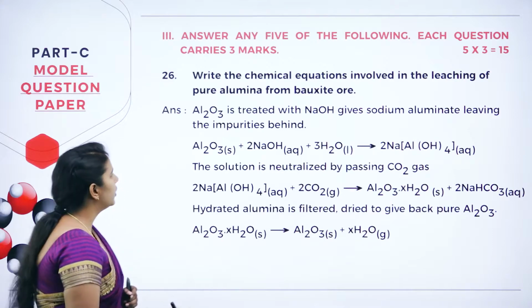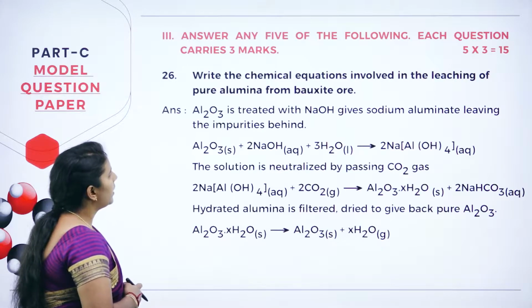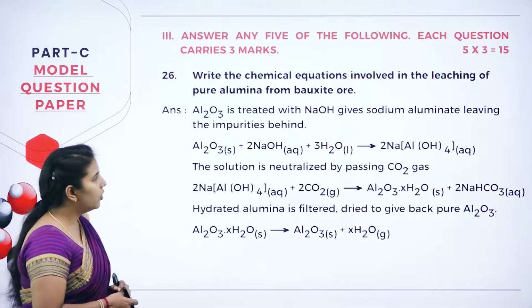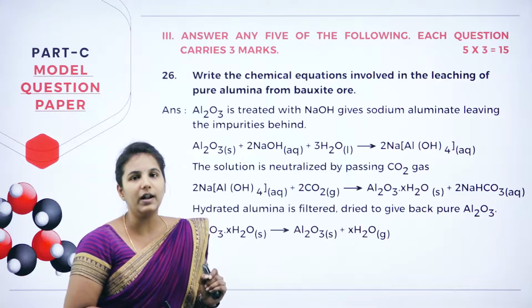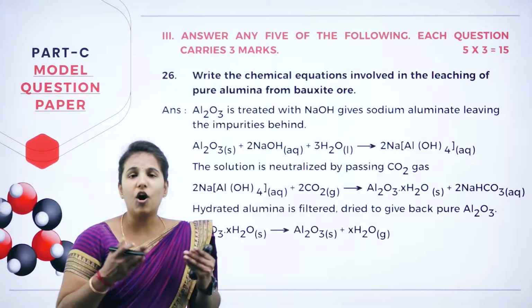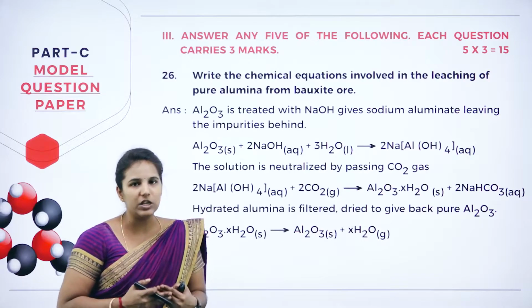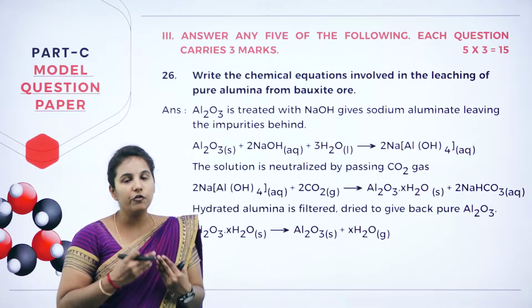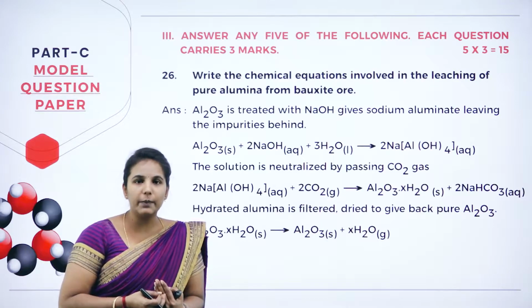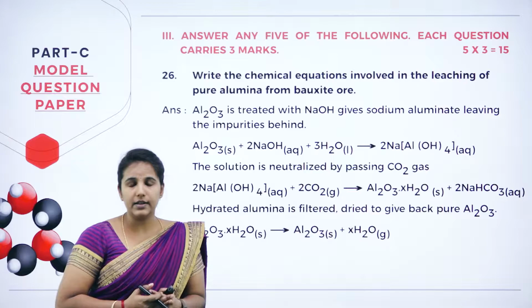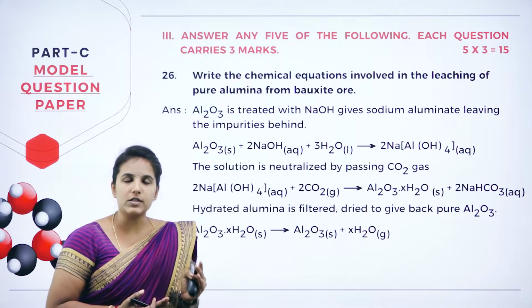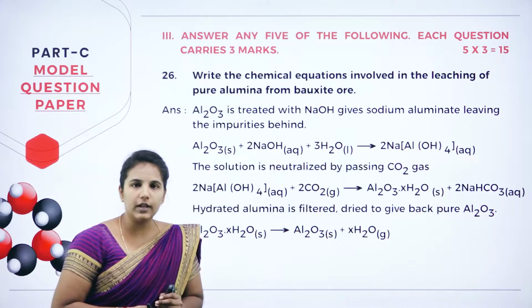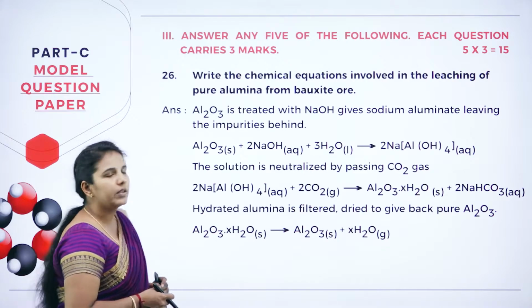Okay, let's see the question now. Write the chemical equation involved in leaching of pure alumina from the bauxite ore. So here you need to write the chemical reactions involved in leaching of alumina. So already we have understood what a leaching process is. Leaching is a process where the ore is treated with a suitable reagent to get a precipitate, right? So here we are going to do the leaching of alumina from the bauxite ore, because the ore for the alumina is bauxite ore.